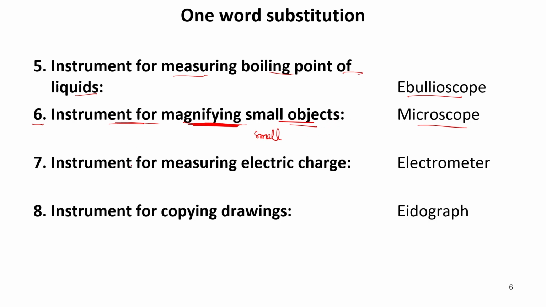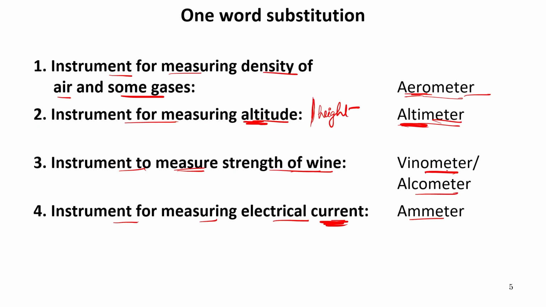Now let us move to the next one. Instrument for measuring electric charge. Now previously we read electric current. Now this is electric charge we are talking about. This is known as electrometer. Now there is one more thing, that is electromagnetic waves. That is another instrument which is used to calculate those electromagnetic waves. Now that we will discuss later on. So here we can see that instrument for measuring electric charge is electrometer, and electric current is ammeter.